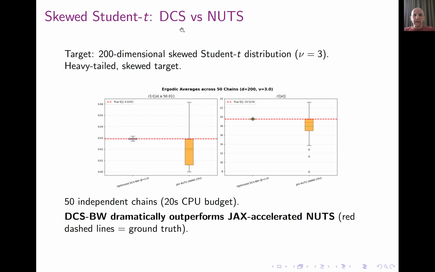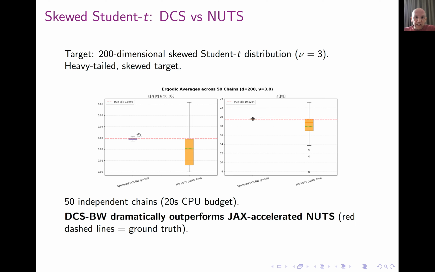We simply take a skewed Student t target distribution with 3 degrees of freedom, so the ν is 3 in that case. This is a heavy-tailed skewed distribution, and we run NUTS on it, and we run DCS on it. And how do we run it? We take 50 independent chains, with a 20-second CPU budget on both. Now, we know the ground truth. So when we're estimating this probability, the ground truth is 0.03 roughly.